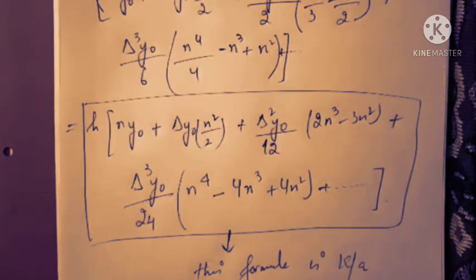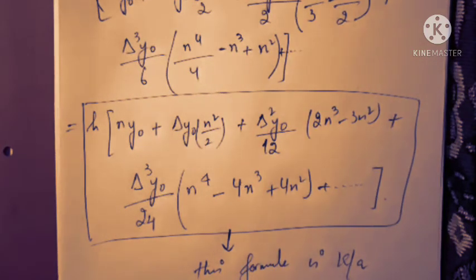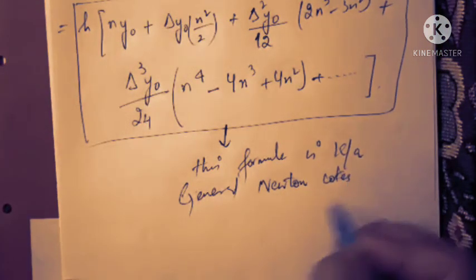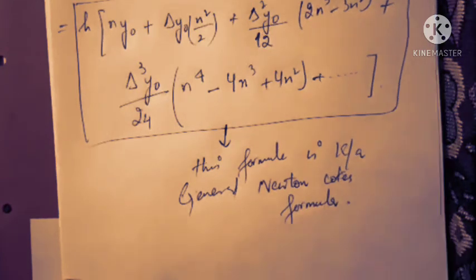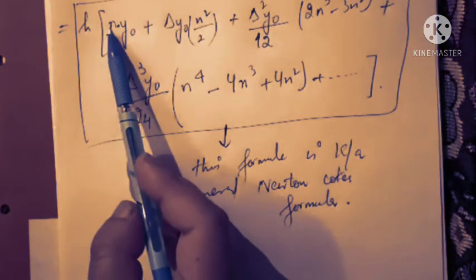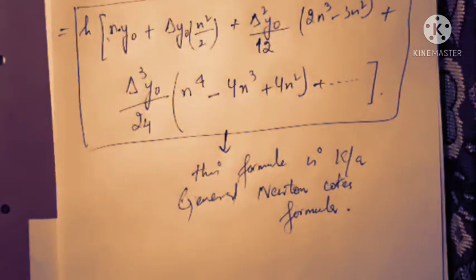is known as general Newton-Cotes formula. Now if we put cases, like if we put n is equal to 1, what we are going to get and which formula we are going to get out of that, we will see that tomorrow. This is just a general basic derivation of Newton-Cotes formula, which we derived from the Newton's forward difference interpolation method. Thank you.